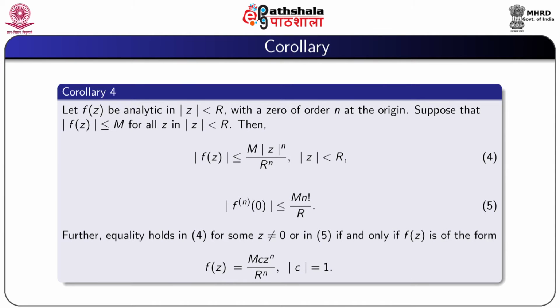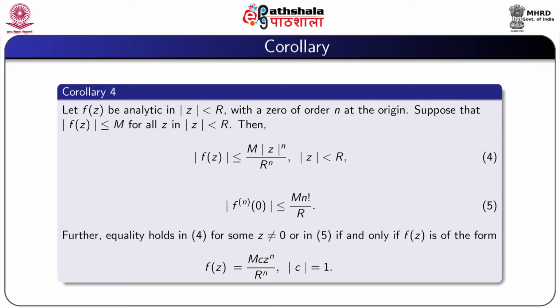So, now corollary: let f(z) be analytic in |z| < R with a zero of order n at the origin. Suppose that |f(z)| ≤ M for all z in |z| < R. Then |f(z)| ≤ M |z|^n / R^n for |z| < R, and the modulus of the nth derivative of f at 0 is less than or equal to M n! / R^n.